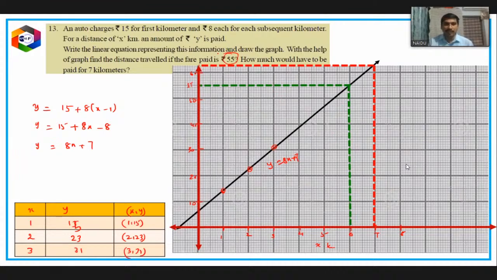And similarly the second one is, suppose 7 kilometers he traveled, this is 7, you can observe here. Then where is it intersecting here? If you can observe, after the 63rd line it is observed, that means it is 63. So if he travels for 7 kilometers, then the amount he paid is equal to 63. So very good, children. So 6 comma 55 and 7 comma 63 is the correct answer.